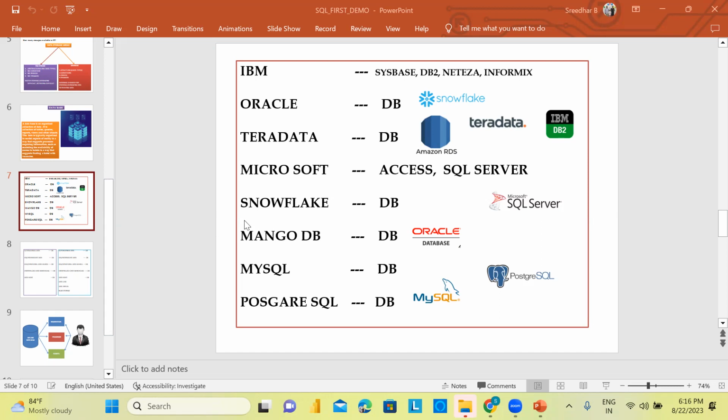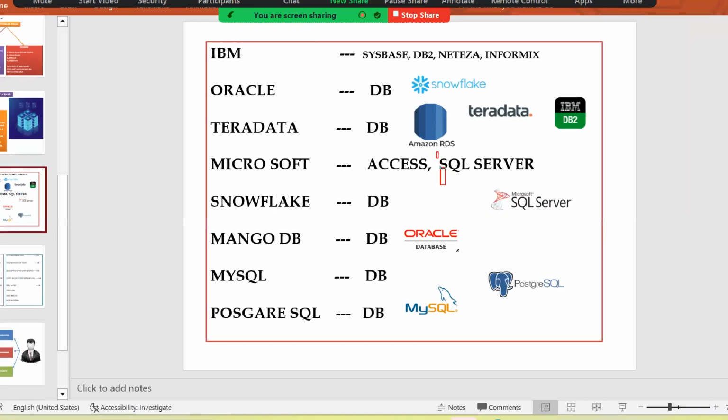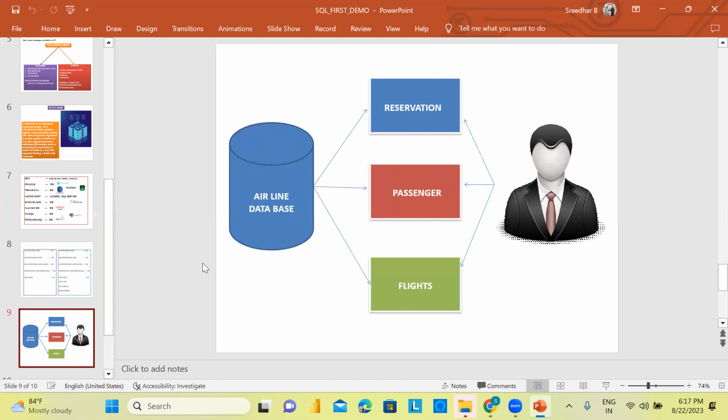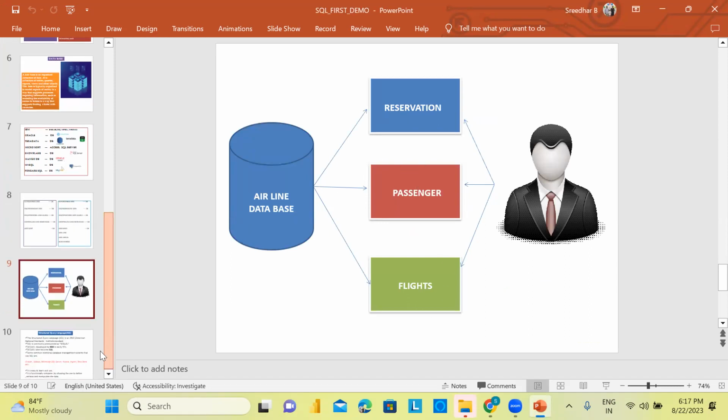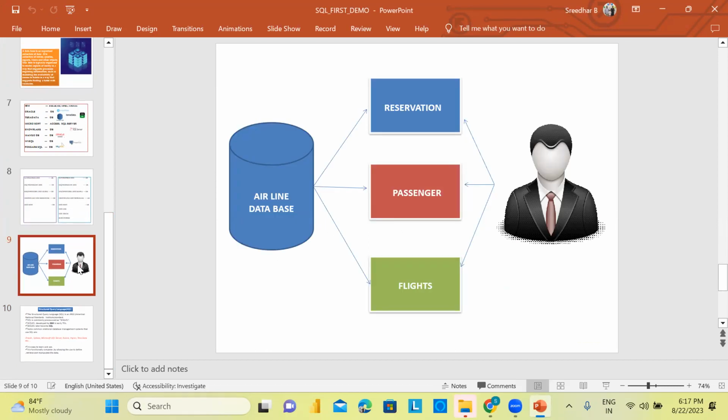So all organizations are not going to use only the same SQL Server. Somebody uses DB2, somebody uses Oracle, somebody uses Microsoft SQL Server, MySQL, PostgreSQL, like this. This is the way we have databases at enterprise level.